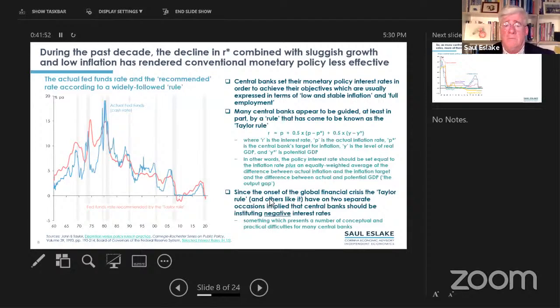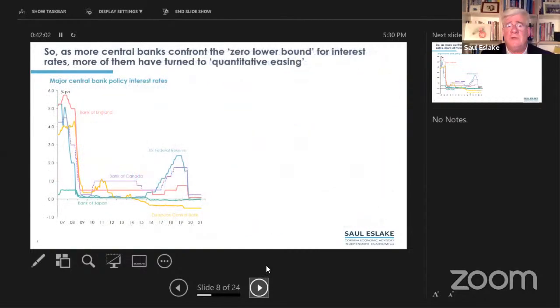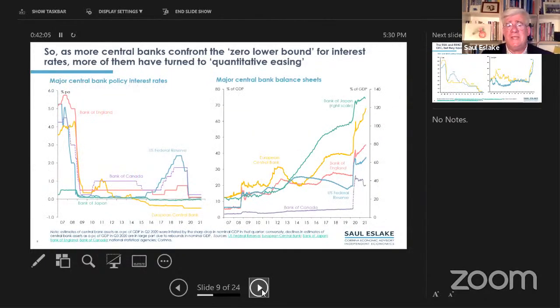So more commonly and closer to home, neither the Federal Reserve nor the Reserve Bank of Australia have any appetite for negative interest rates at all. But that doesn't mean that central banks shouldn't do anything at all.